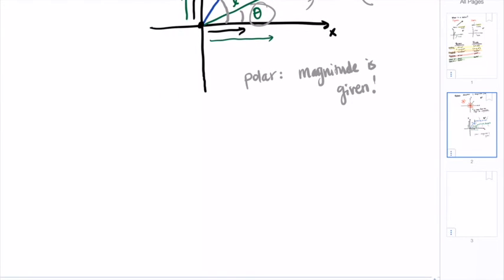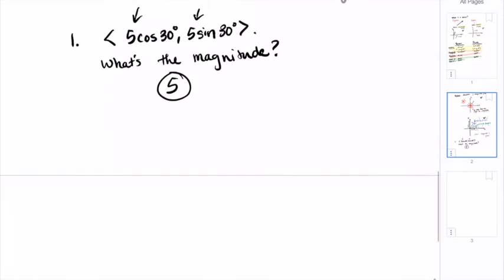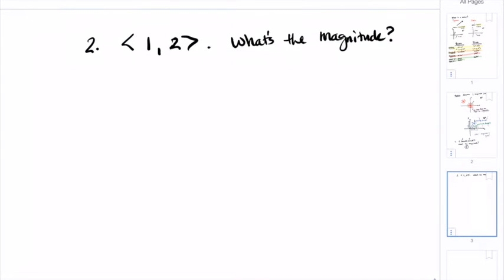Suppose that I'm given the following vector: 5 cosine 30, 5 sine 30. What's the magnitude? The answer, of course, is 5, because it's already in that form. Now suppose I'm asked a slightly different question. I have the vector 1, 2, like the one we started with. What's the magnitude? And the second question I might ask is, what's the angle?